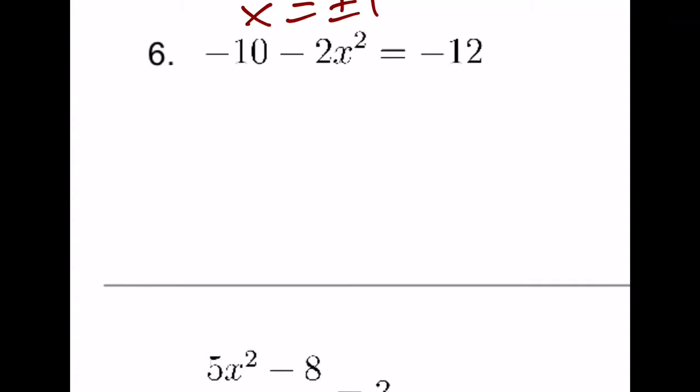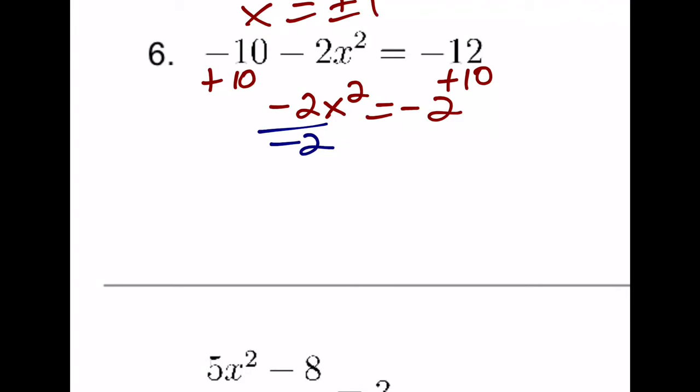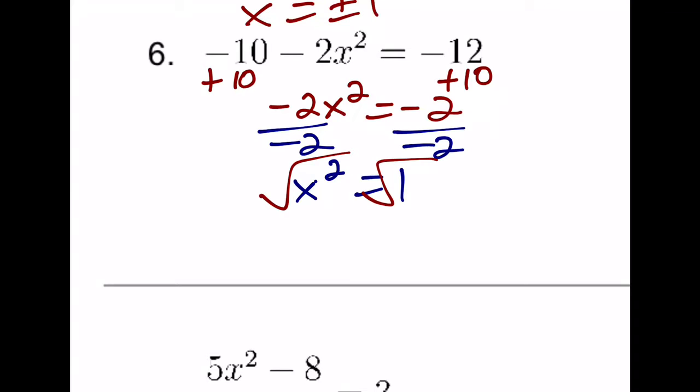Going down, first thing we do is add 10 to both sides, and this gives us negative 2x squared is equal to negative 2. Then we divide both sides by negative 2, and we get x squared is equal to a positive 1. When we take the square root of both sides, we get x is equal to plus or minus 1.